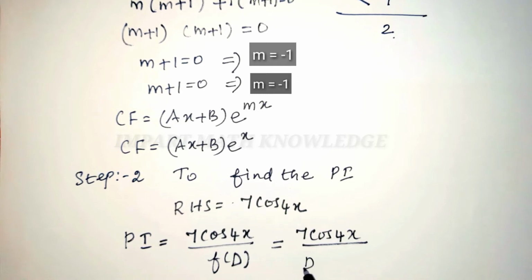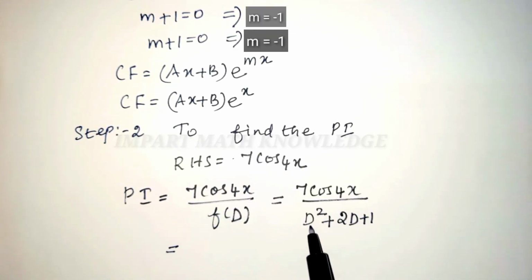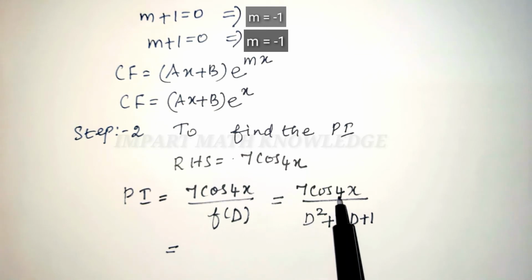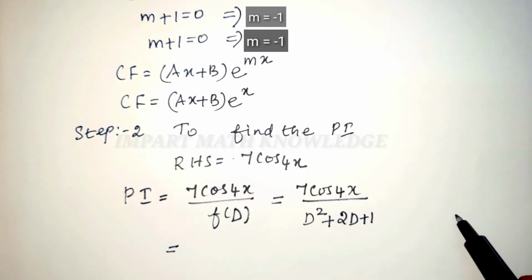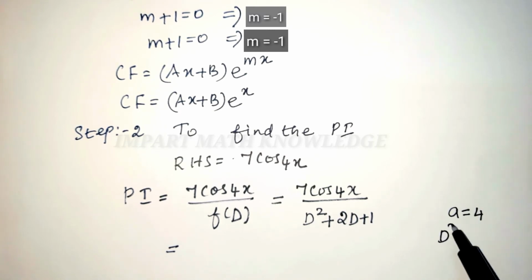D square plus 2D plus 1. Now replace D square by minus a square. Here a value is 4. D square is equal to minus a square. So D square is equal to minus 4 square.